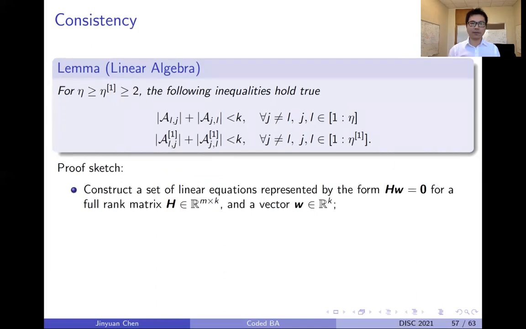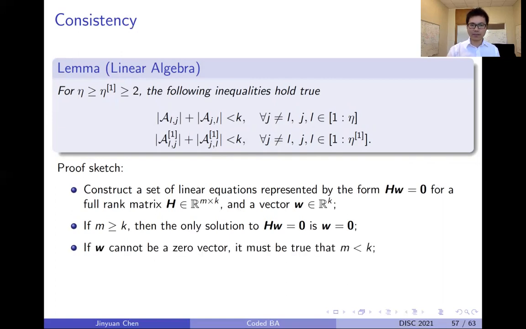In the first step, we construct a set of the linear equations represented by this form, where the matrix is full rank with dimension m by k, and the vector is with dimension k. We argue that if m is bigger than or equal to k, the only solution to this equation is that the vector is 0. If the vector cannot be 0, it must be true that m is less than k. This argument gives this result.